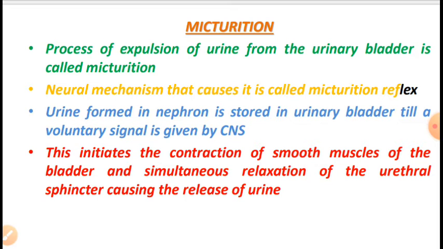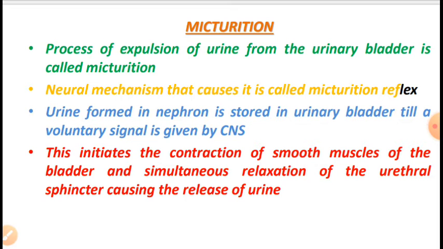Once again, what is micturition? It's the process of release of urine, and the neural mechanism causing this process is known as the micturition reflex. In an adult human, on average, we excrete 1 to 1.5 liters of urine per day. This is for a normal, healthy adult human. So on average, 1 to 1.5 liters of urine per day is excreted.